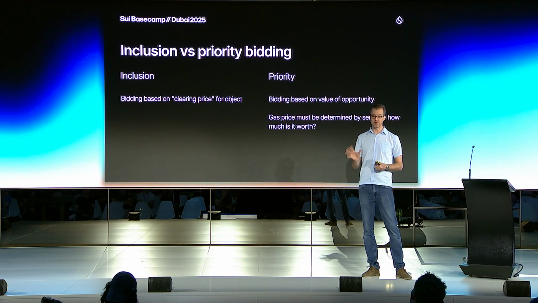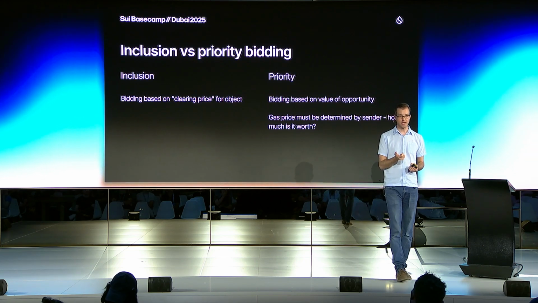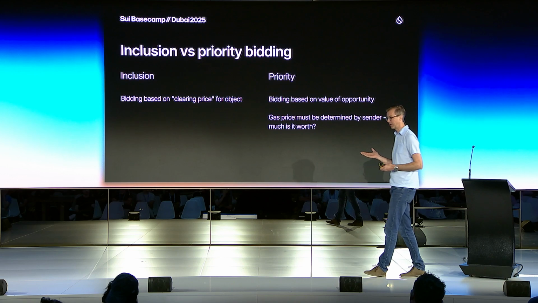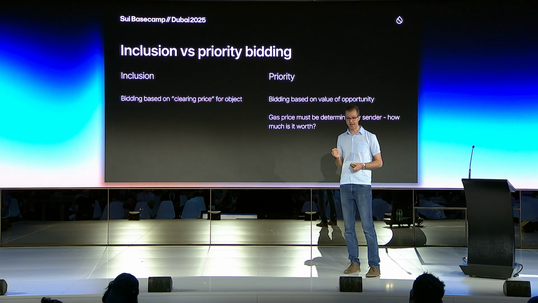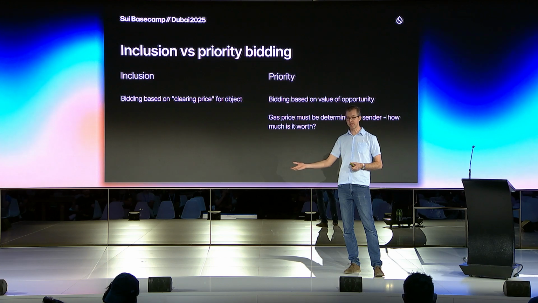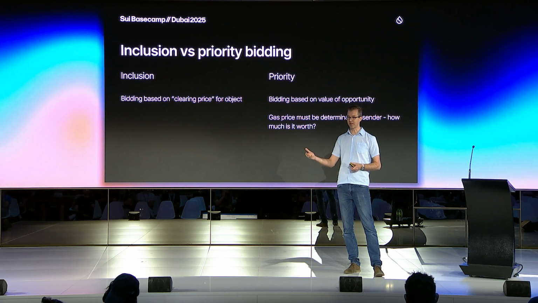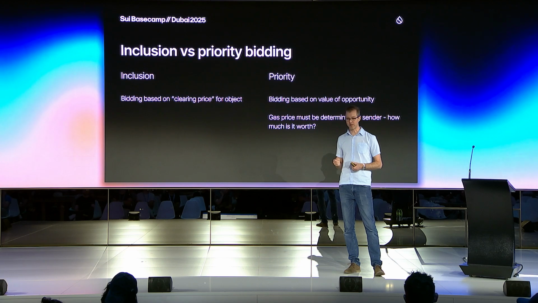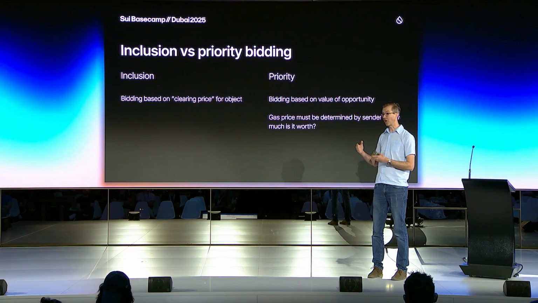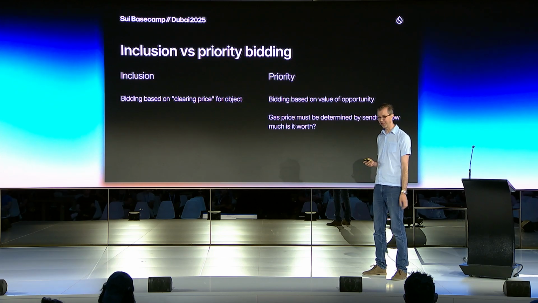The key difference between these two cases is that with inclusion bidding, the network can help you figure out what you should bid. And I'll talk a little bit in a second about how that works. For priority bidding, it is really for the end user to decide, like, what is the value of this opportunity? How much should I bid in order to make it worthwhile? Obviously, you don't want to bid so much that your transaction costs more than the profit that you end up taking.